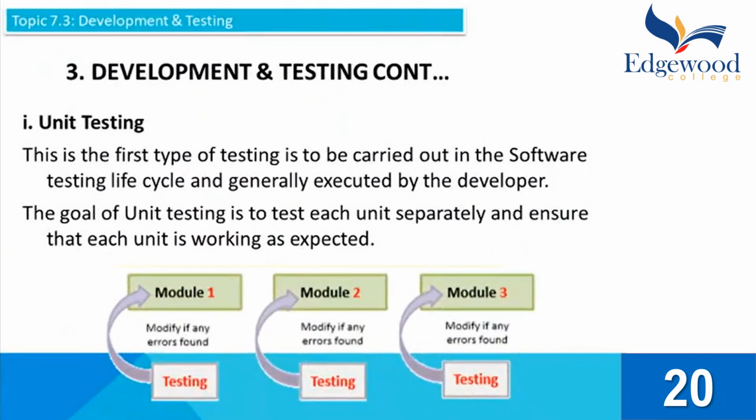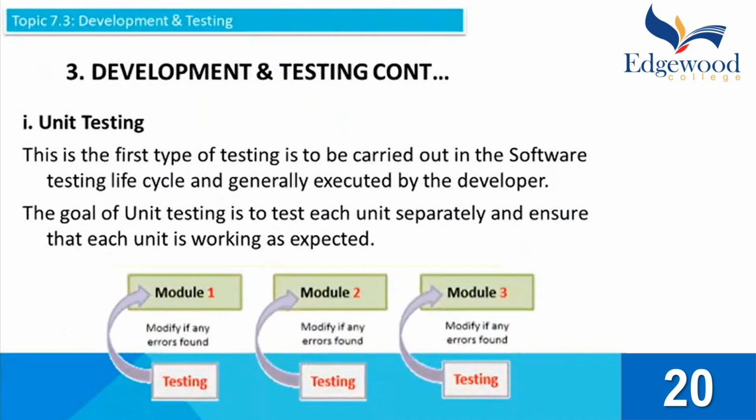Now, in development and testing, we have what we call unit testing. We're going to test the units individually. This is the fourth type of testing carried out in the software testing lifecycle, and it is generally executed by the developer. The goal of unit testing is to test each unit separately and ensure that each unit is working as expected.